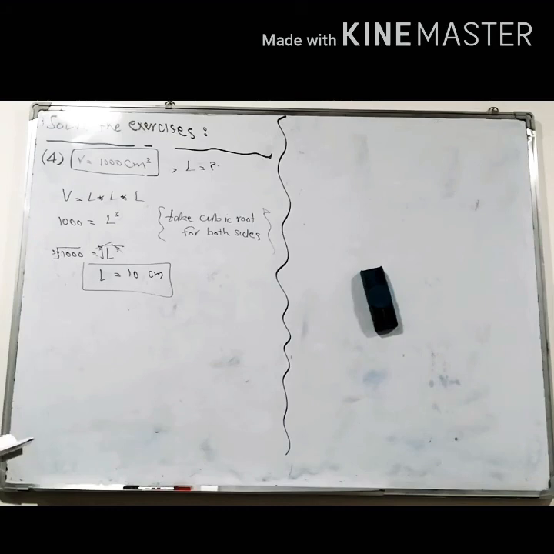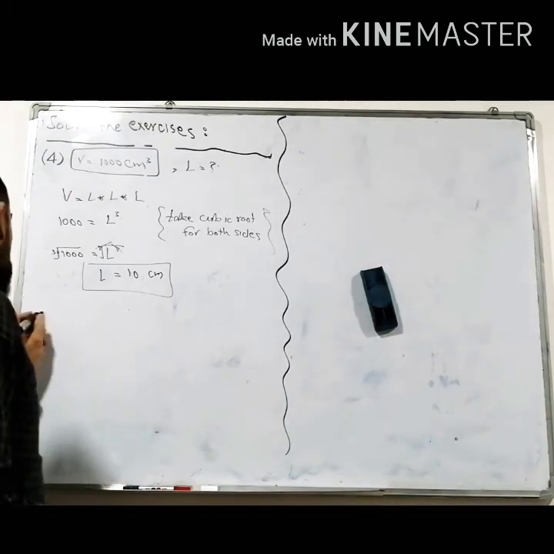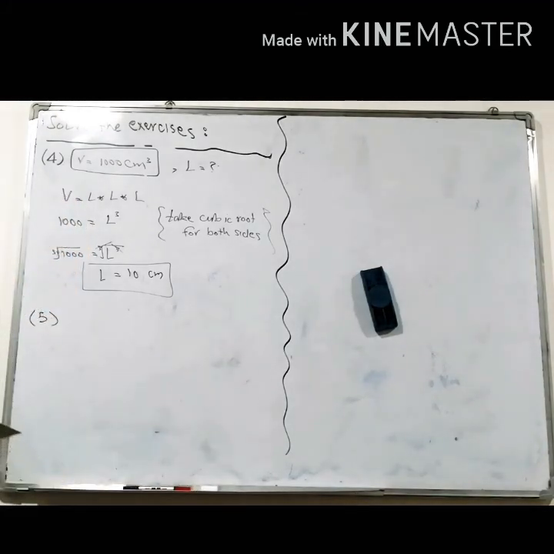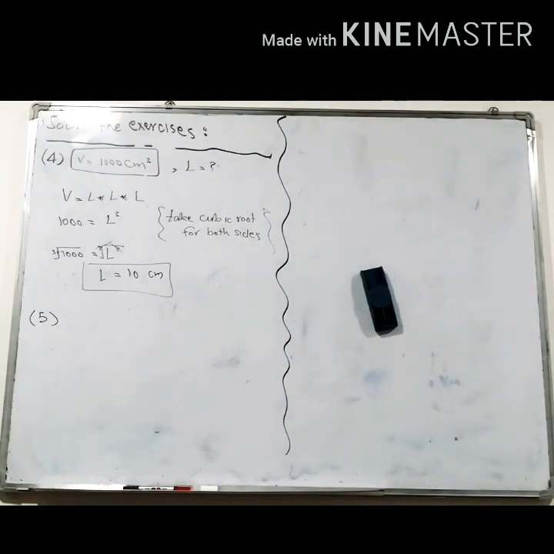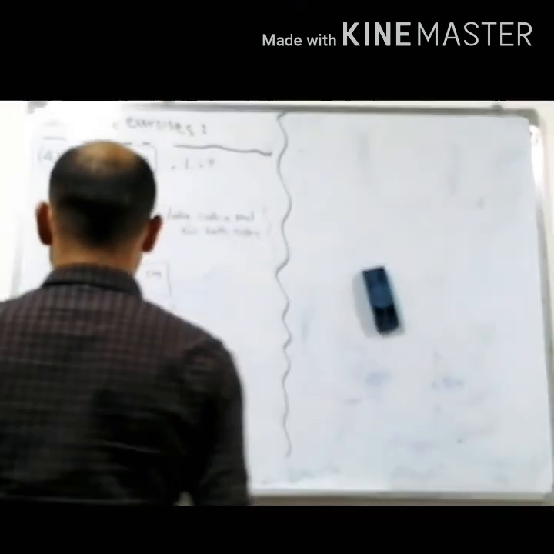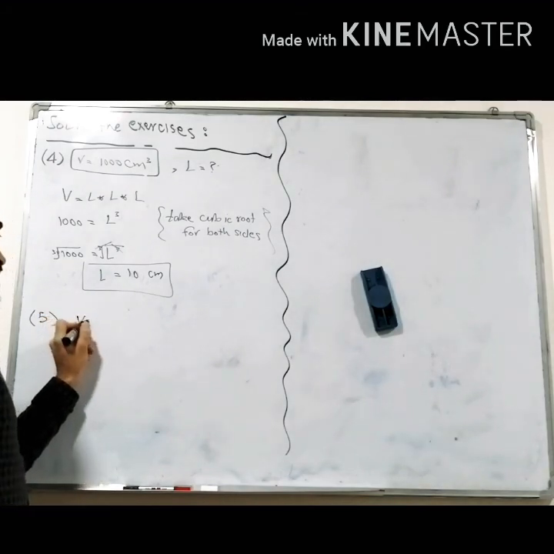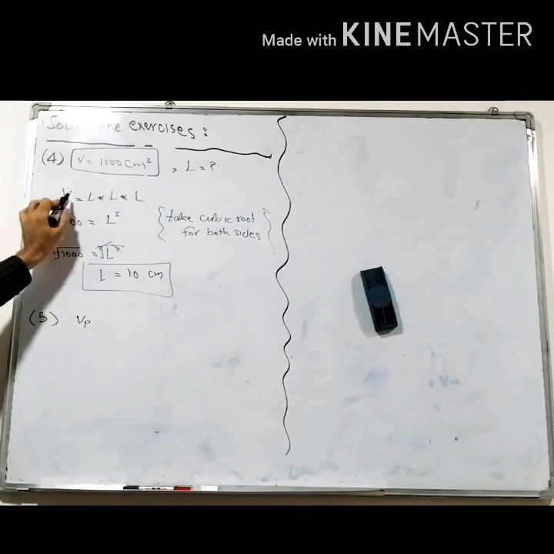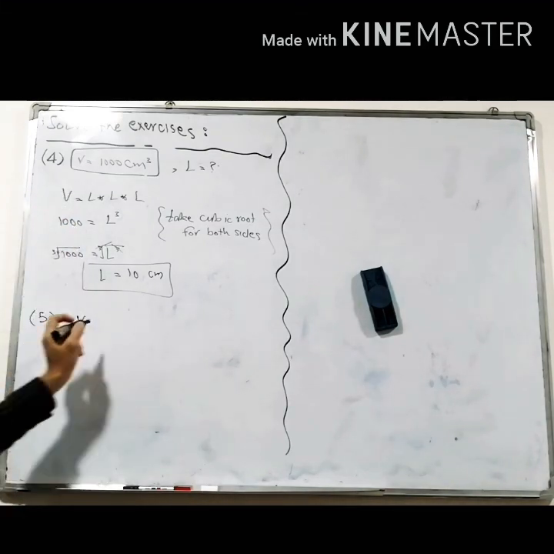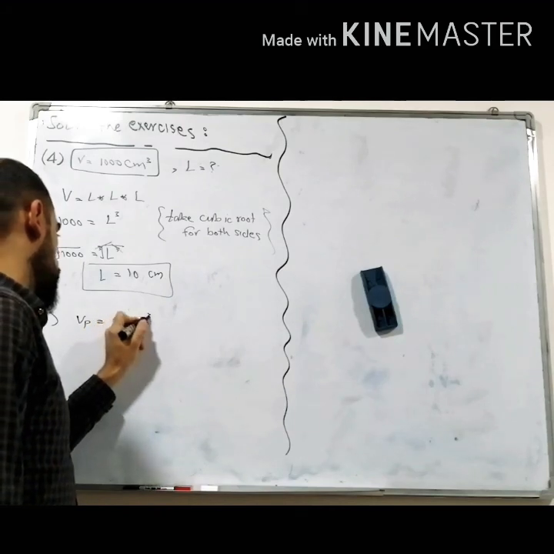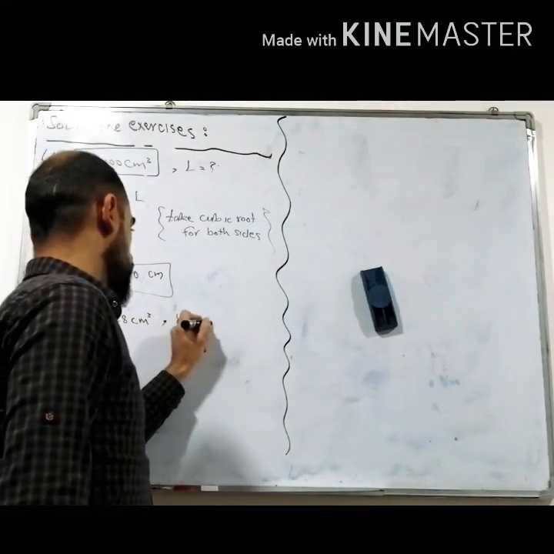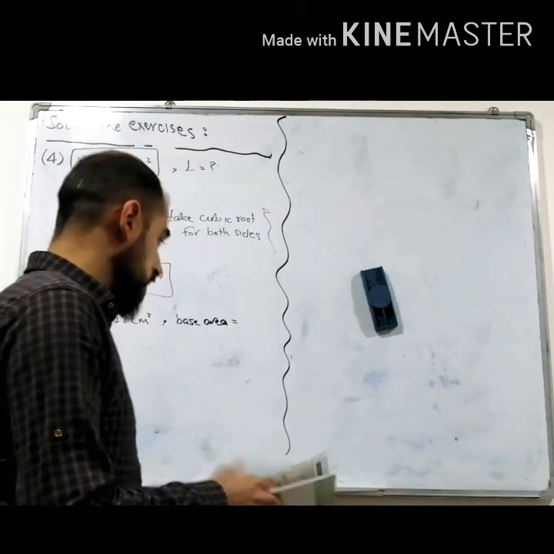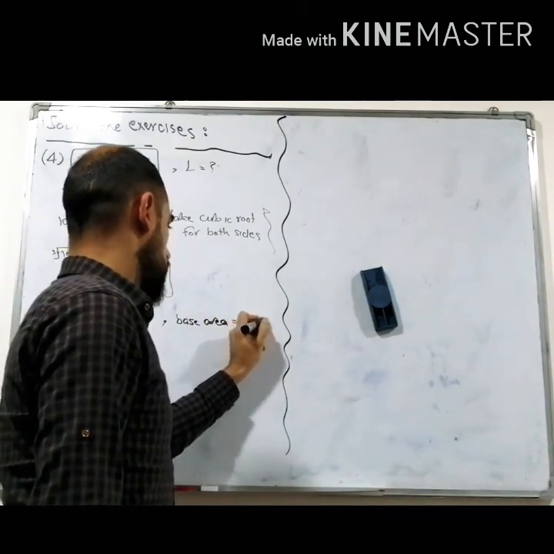Question number 5. What is the height of a parallelepiped whose volume is 48 centimeter to the power 3 and base area is 12 centimeter to the power 2? We have the volume of parallelepiped, VP, meaning volume of parallelepiped, equal 48 centimeter to the power 3. And we have the base area equal 12 centimeter to the power 2.